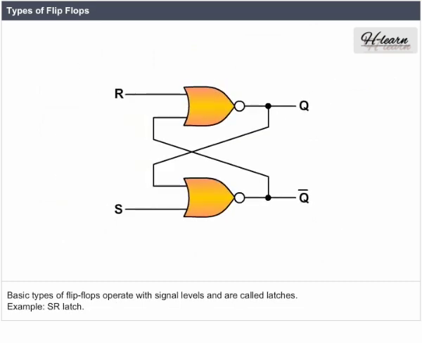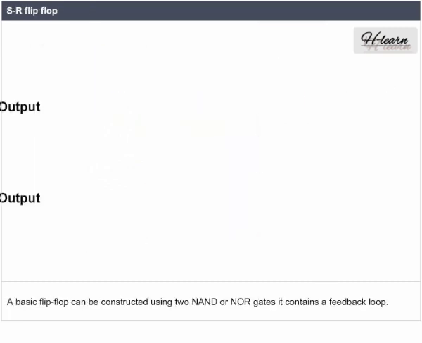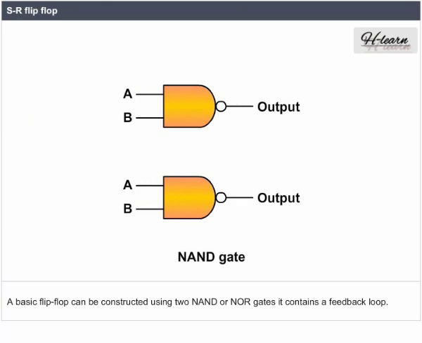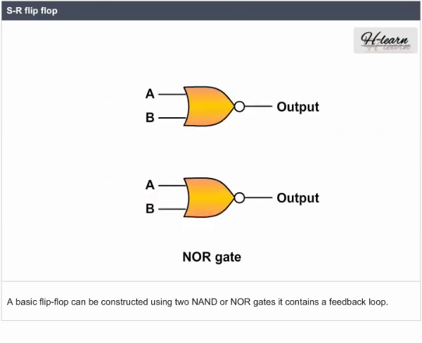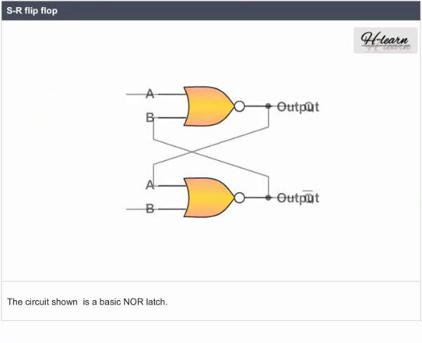Basic types of flip-flops operate with signal levels and are called latches. Example, SR latch. A basic flip-flop can be constructed using 2 NAND or NOR gates. It contains a feedback loop. The circuit shown is a basic NOR latch.